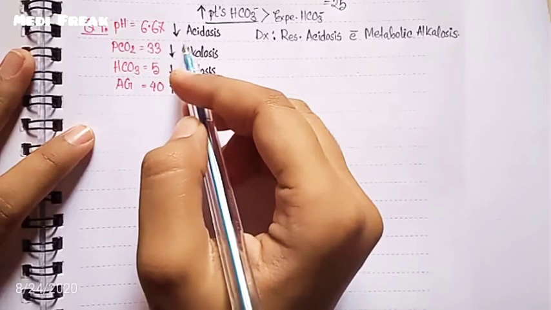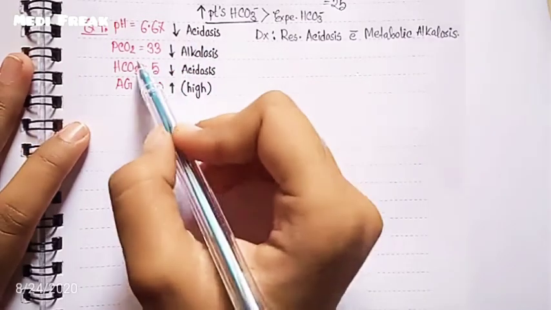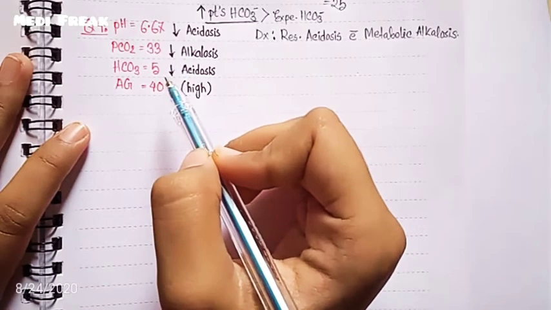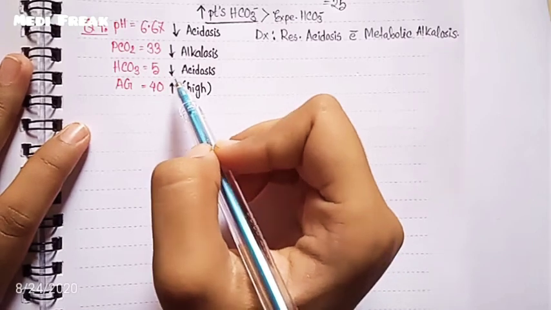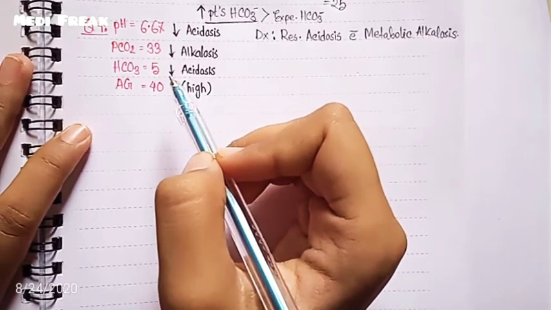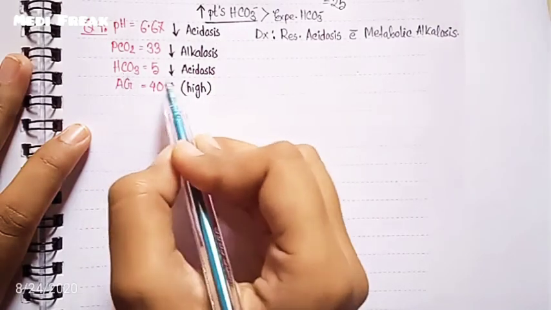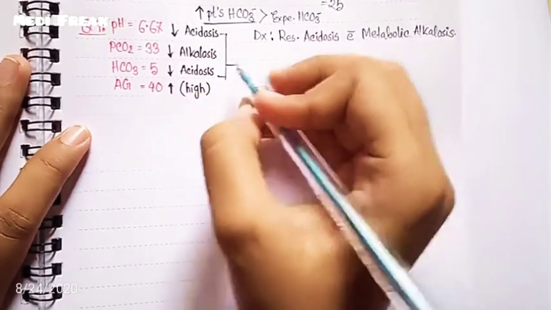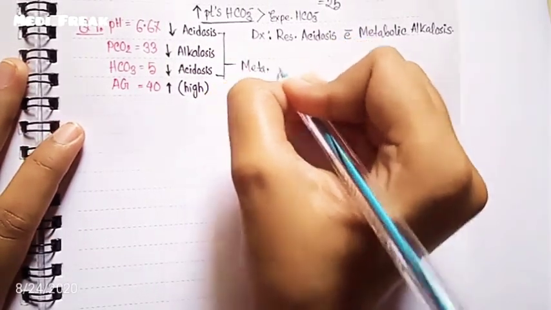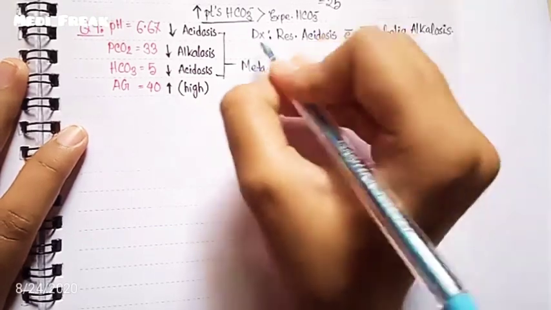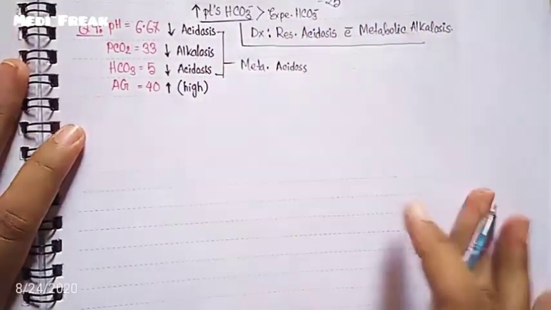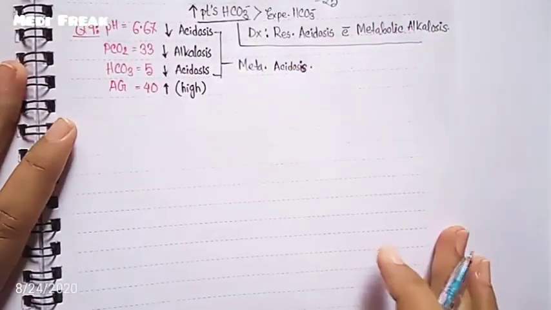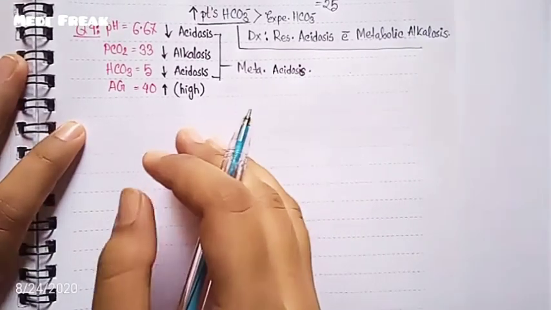pH is 6.67, it is decreased, so it will produce acidosis. Partial carbon dioxide is 33, it is decreased, it will produce alkalosis. Bicarbonate 5, it is decreased, it will produce acidosis. So what is the primary problem? It is acidosis, pH acidosis. Bicarbonate also indicates acidosis. So our primary problem is metabolic acidosis. Okay. So you need to calculate our expected partial carbon dioxide level.